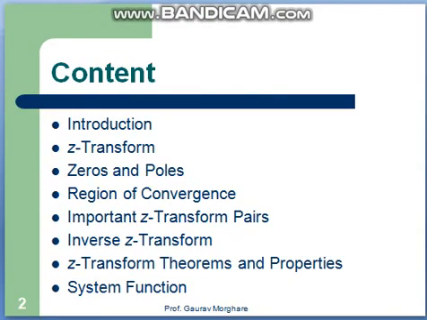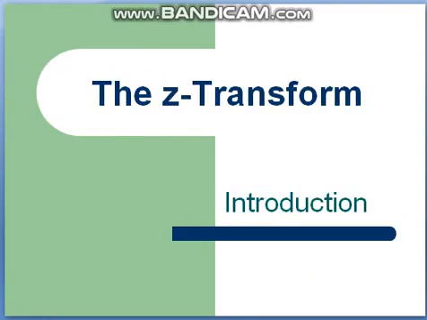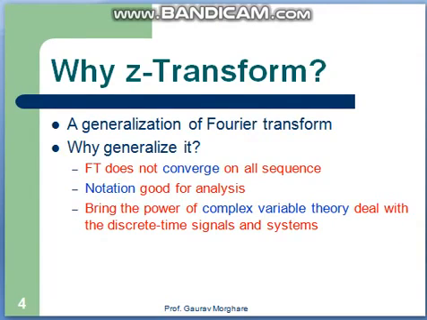Our lecture will have the following parameters: the introduction, Z transform, zeros and poles in the first lecture. In the second lecture we'll discuss the region of convergence and some important Z transform parameters, and in the third lecture we'll discuss the inverse Z transform, their theorems, and the system function. So in today's lecture we'll start with the introduction about the Z transform.